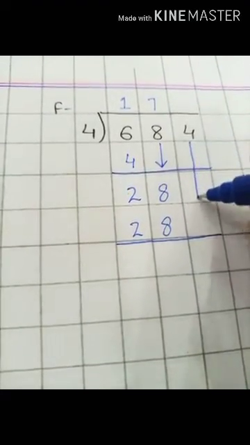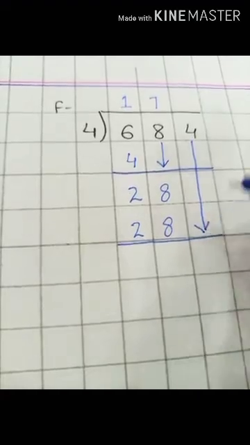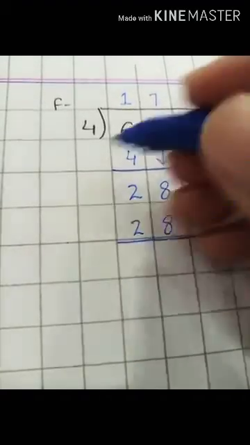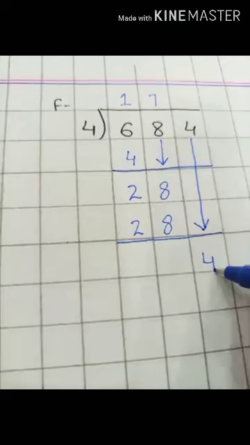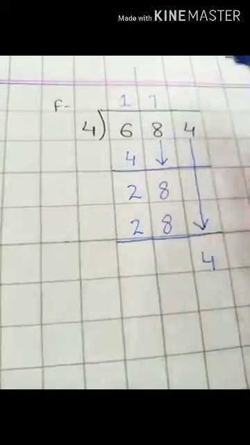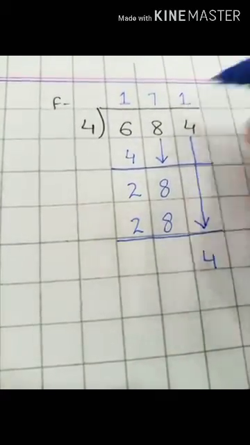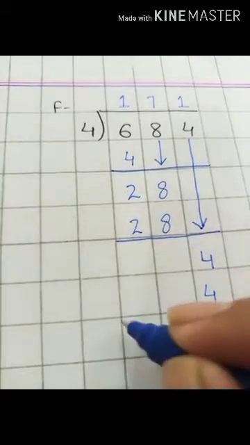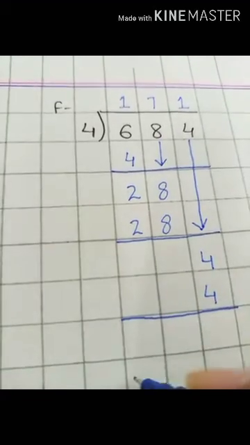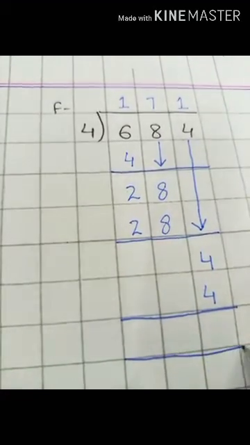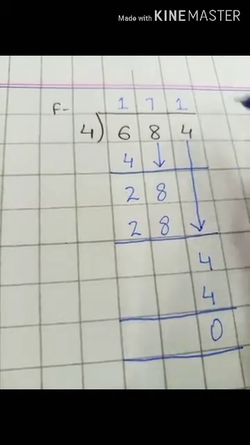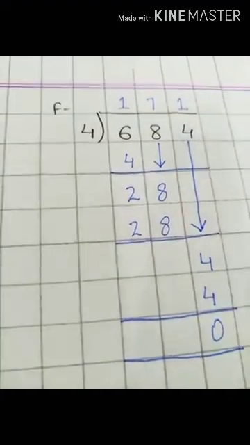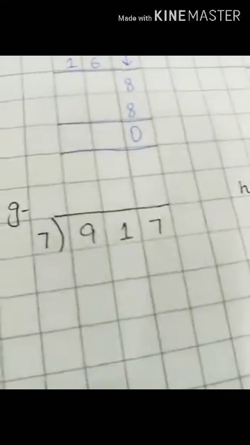I am bringing down this 4 of the dividend. Now students, this is divisible by my divisor. 4 1s are 4. Now students, 4 minus 4 is 0, which means that we have completed our question and our quotient is 171. Next is the part G.